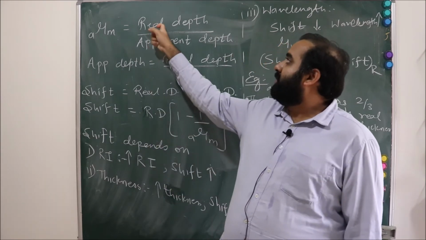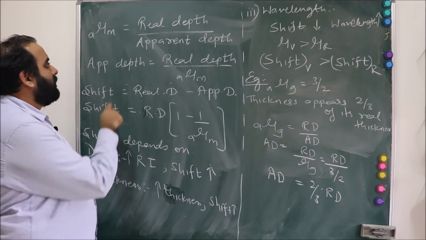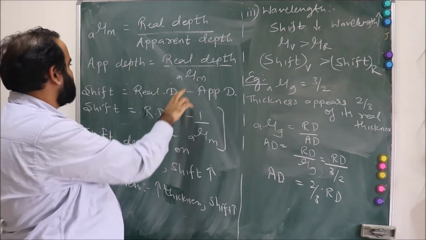That will be equal to real depth upon apparent depth. So here we have to just remember the formula. Apparent depth is equal to real depth upon mu, we are just transposing it.